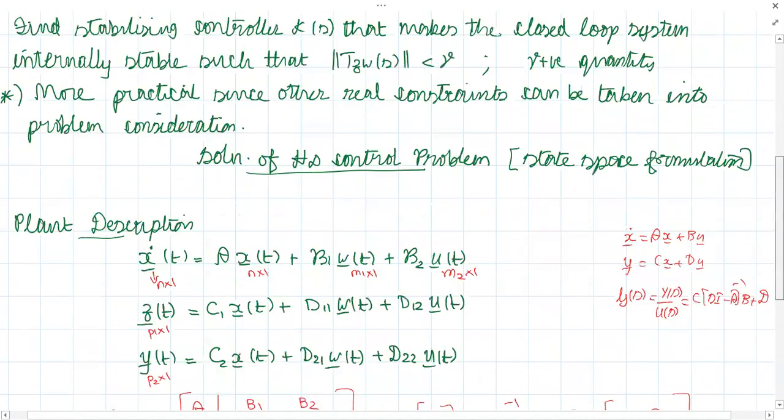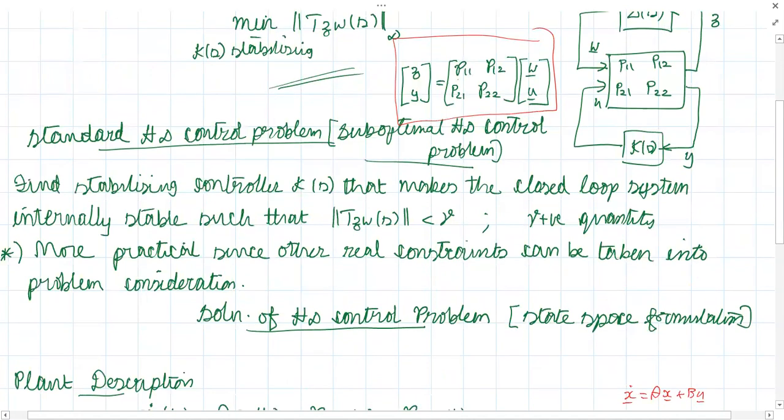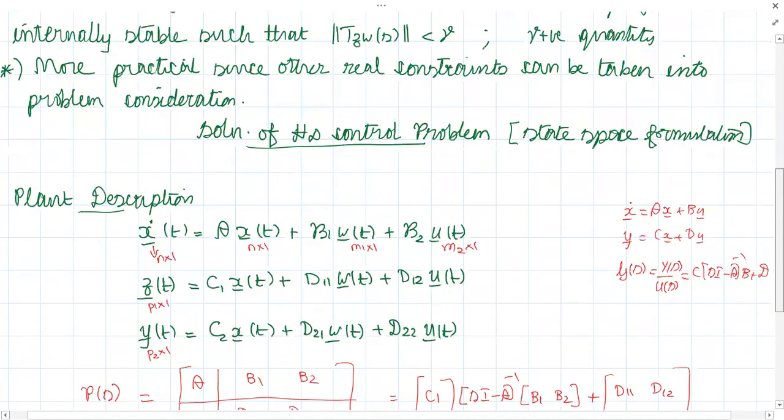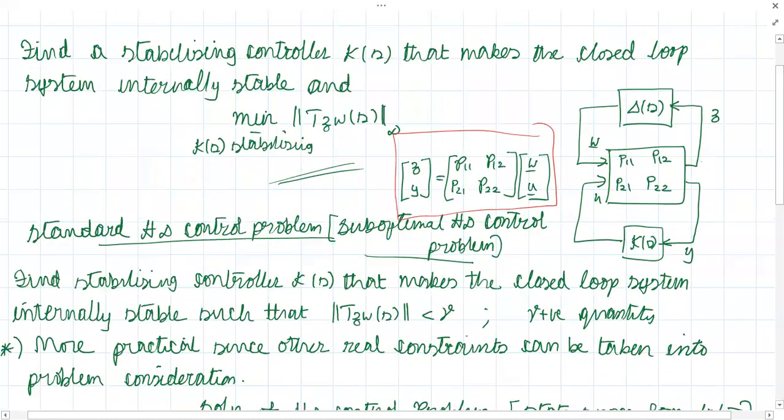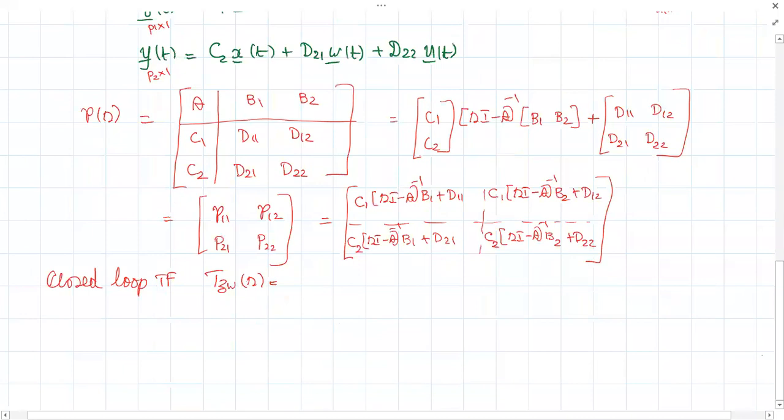So what is the closed loop transfer function? From here, if you remember that LFT, what is the closed loop transfer function T sub zw? How will you find P11? There are many inputs here, two groups of inputs: one is u and one is w. If you want to find P11, you put u equal to 0. We had seen that in LFT. So what will you get?